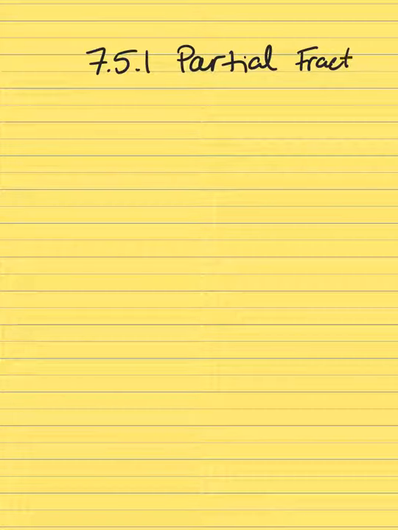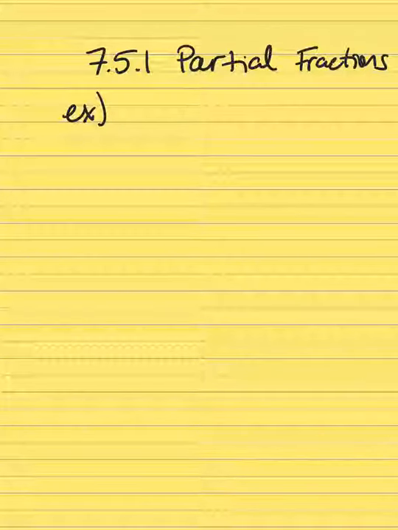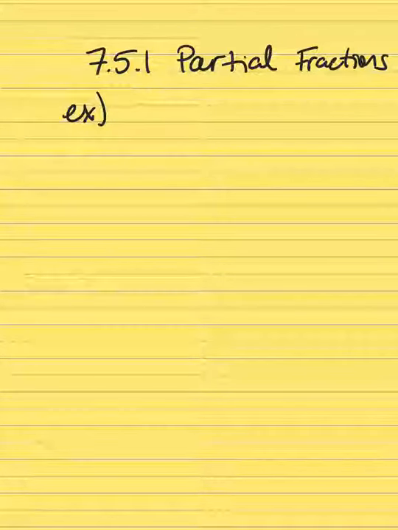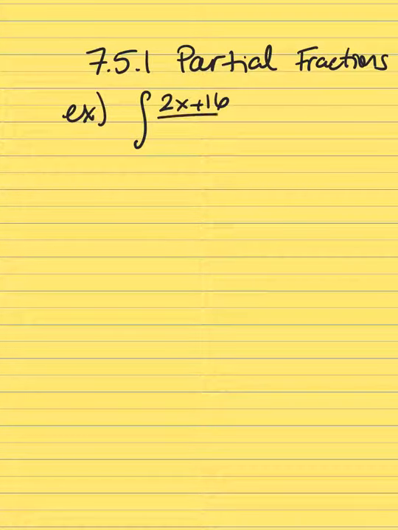All right, guys, here is 7.5.1, partial fractions. This is another tool in our toolbox for figuring out integrals. Best way to do this is by examples. We're just going to do a couple examples here just to get us acclimated to this. So, for example, let's say I've got the integral of (2x + 16) over (x squared + x - 6) dx.